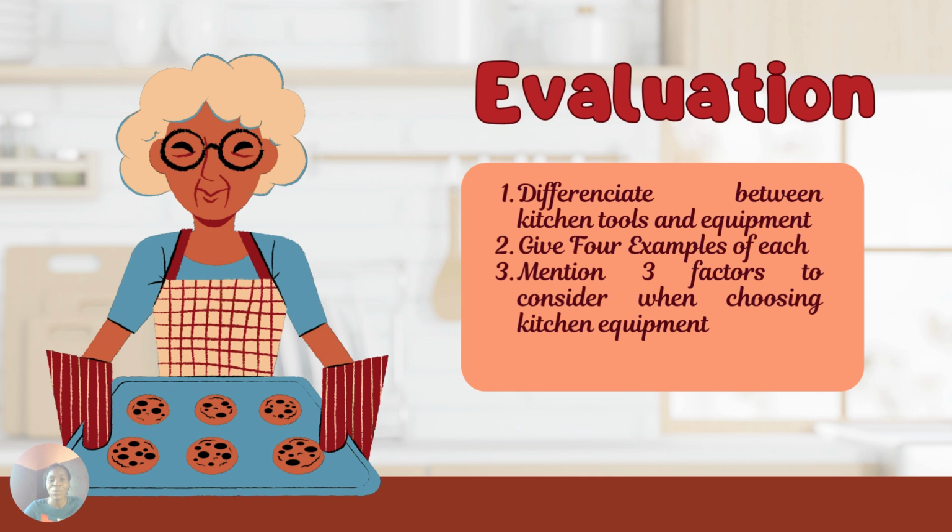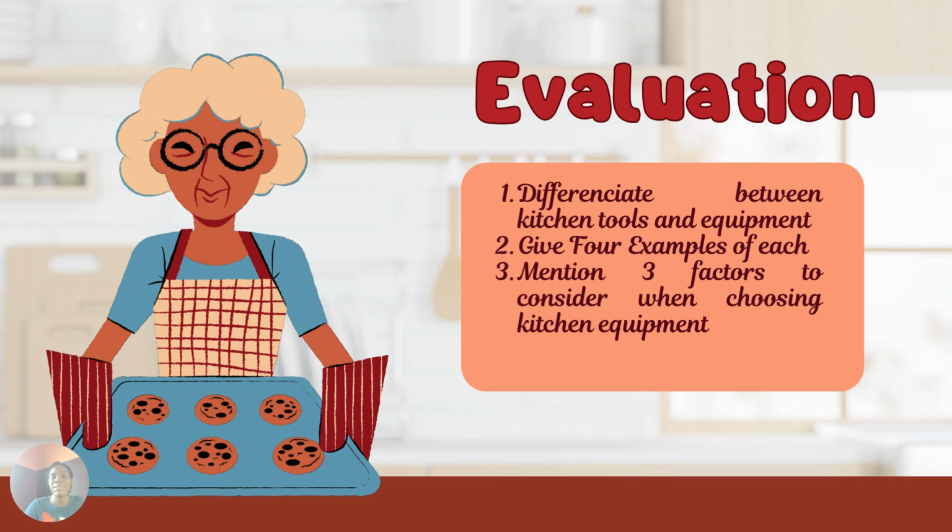Good. Now, give four examples each of these kitchen tools and equipment. Can you give me four tools, four equipment? Okay, let's go. Good. Spoon, fork, whisk. Okay, what again? Rolling pin. Okay, let's go to the large equipment. The equipment. Okay, we have refrigerator, cooker, sink, salamander.